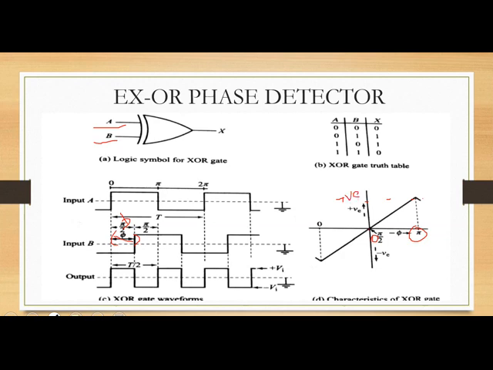So this conversion slope is called as Kp. So this Kp is given by V by pi, where V is the maximum value of the voltage, which is nothing but the saturation voltage. So Kp is equal to V by pi.